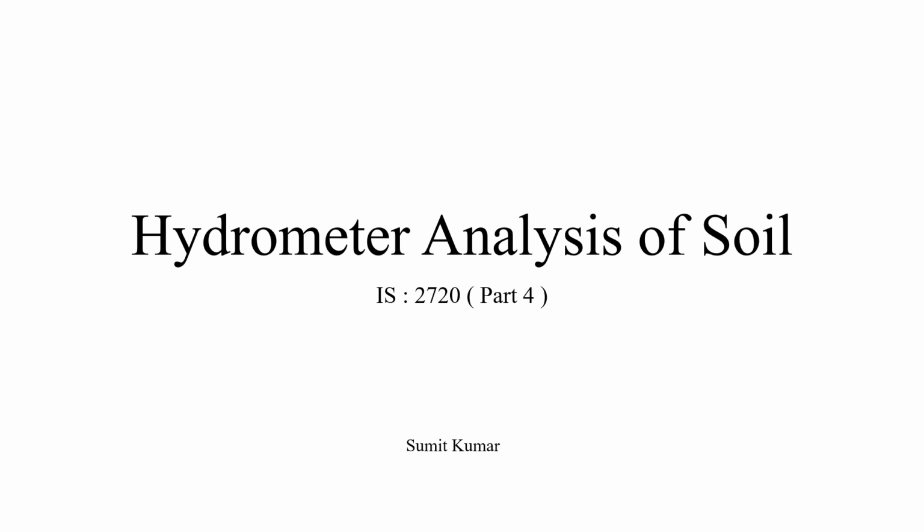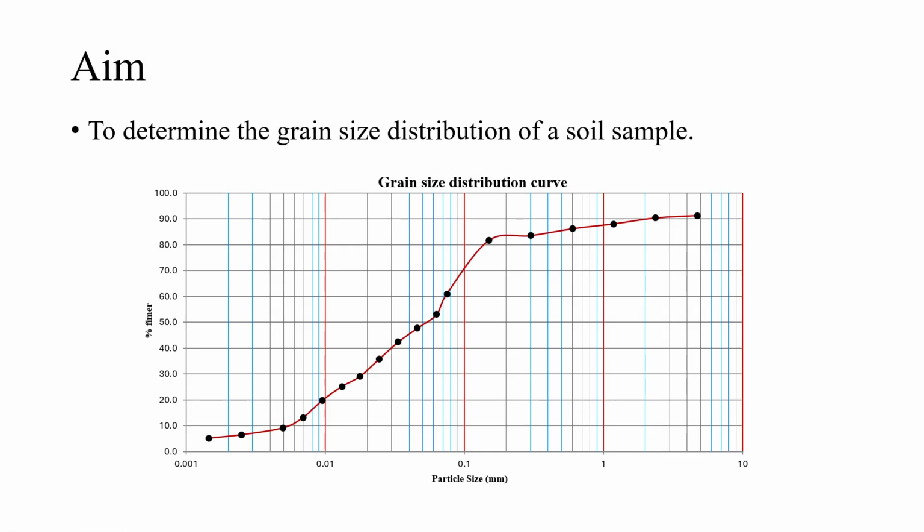In this session, we are going to learn the complete test procedure of hydrometer analysis of soil. This test is performed as per the Indian standard IS 2720 part 4. The main aim of this test is to determine the grain size distribution of a given soil sample. By performing this test, we will be able to find out what percentage of the soil particles are of what sizes, especially the finer particles like silt and clay, which cannot be separated by sieving.